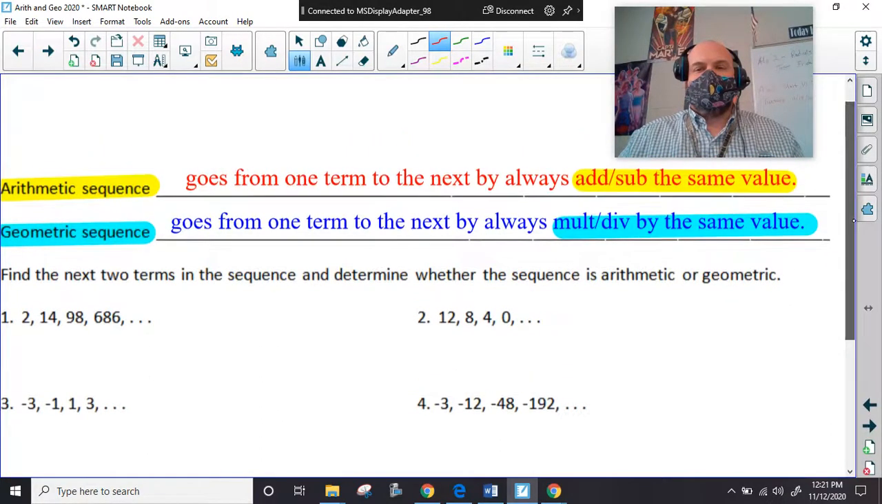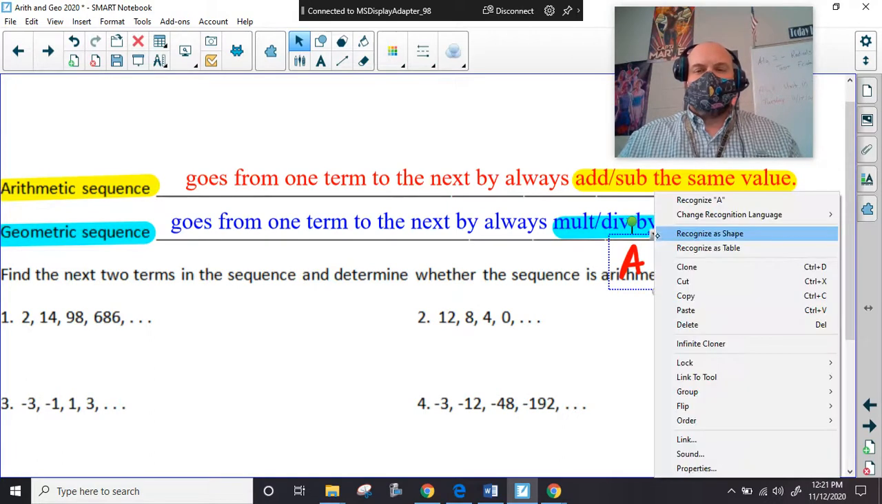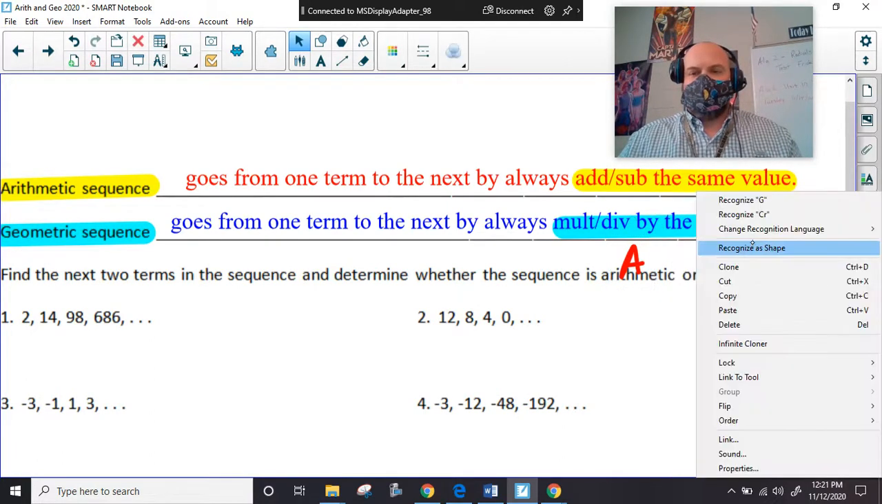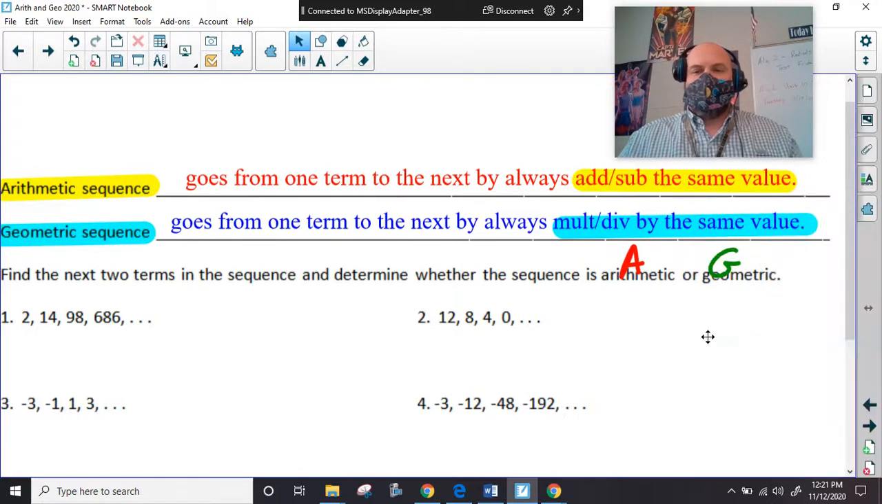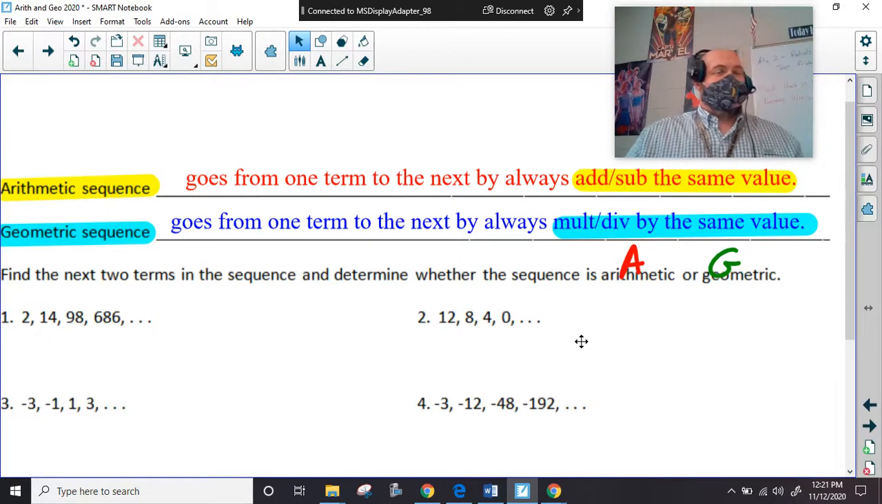Now on this one, we find the next two terms, and we say whether it's arithmetic or geometric. What I would do if I was a student is just write A or G: A for arithmetic, G for geometric.